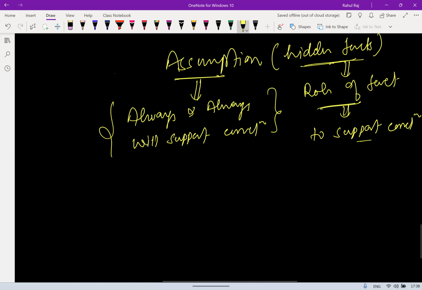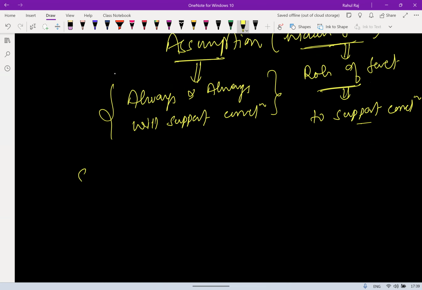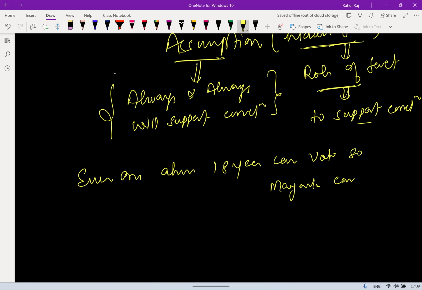Imagine I'm writing one simple argument over here: everyone above 18 years can vote. So Mank can vote. What is an assumption over here? Mank will be above 18 years. Mank is above 18 years, right? This is the normal assumption. Mank is above 18 years.